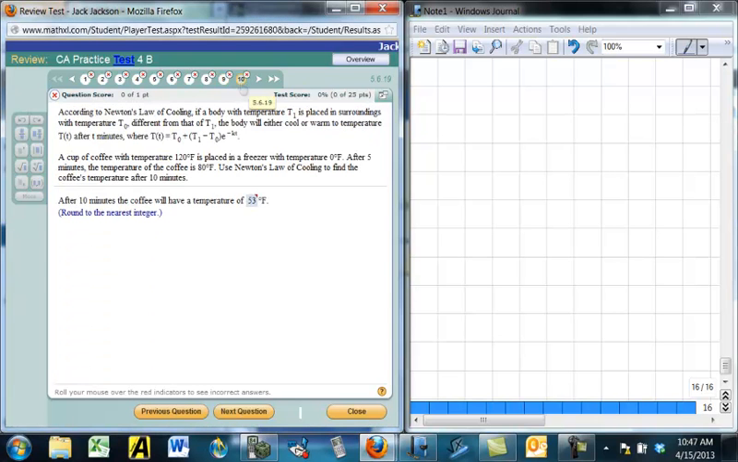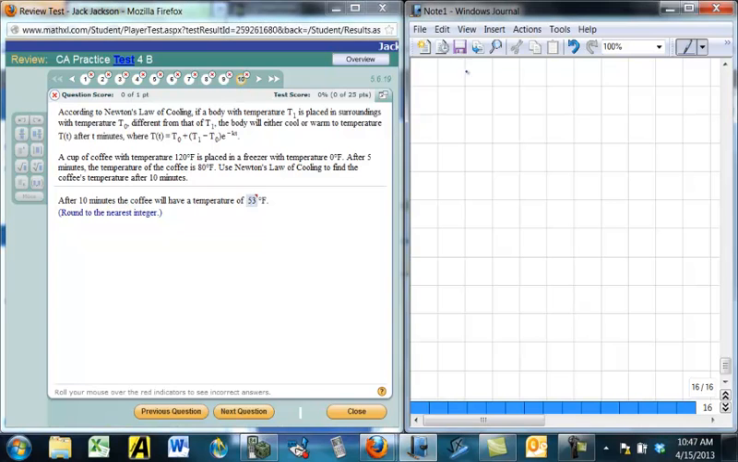Next problem, according to Newton's law of cooling, a body with temperature T1 is placed in surroundings with temperature T0, different from that of T1. The body will either cool or warm to temperature T after t minutes by this formula. T, the temperature as a function of time, is your environment temperature, T0, plus the difference in the initial temperature minus the environment times e to the minus kt.